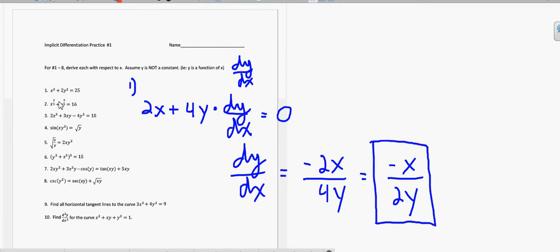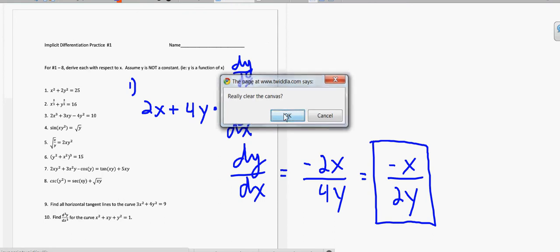Whatever this curve makes, looks like it's going to be a hyperbola. Not a hyperbola, I'm sorry, an ellipse. The slope of that ellipse is negative x over 2y at whatever points on that curve. Alright, let's keep going. Number 2.